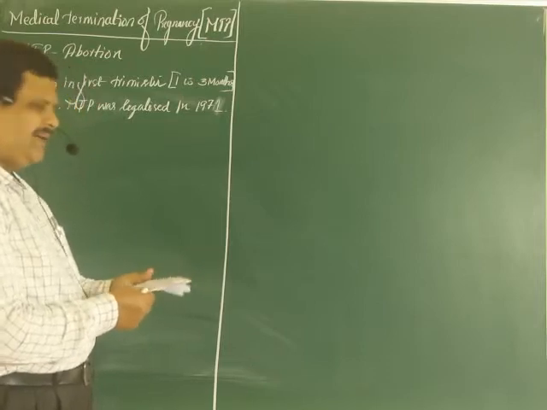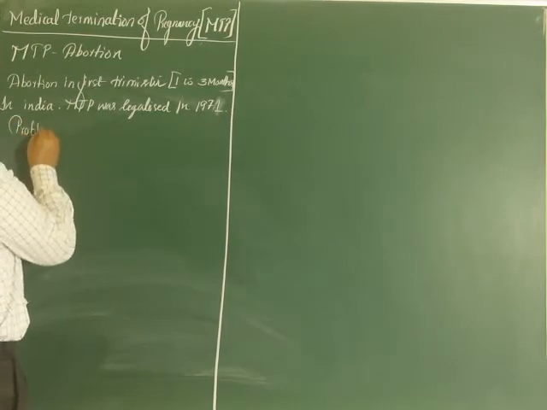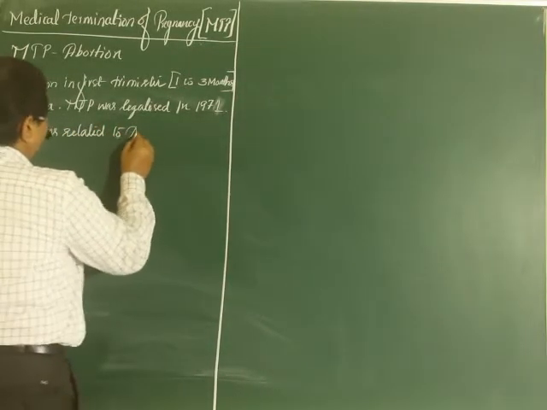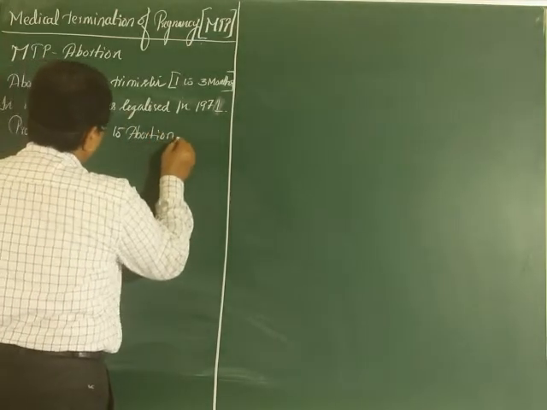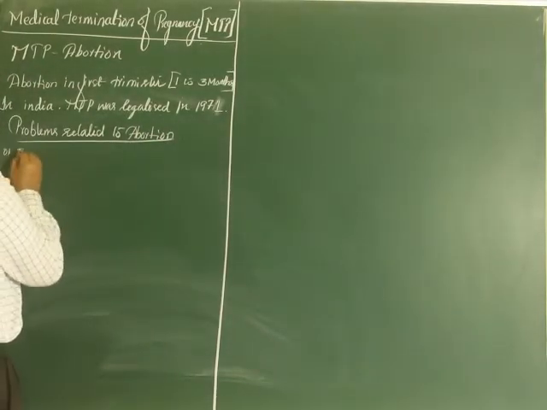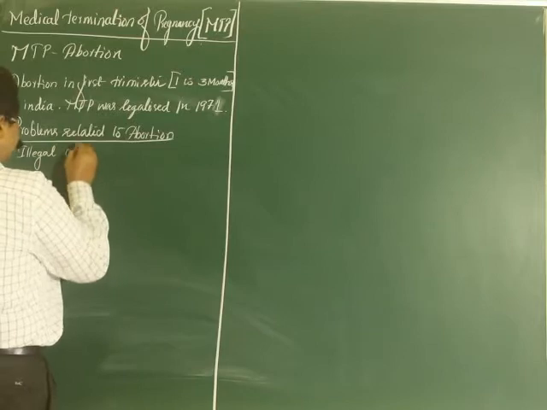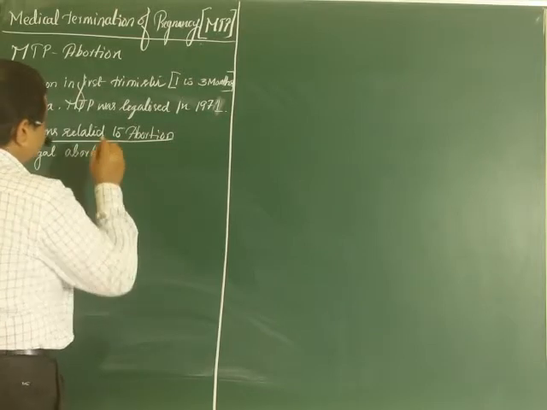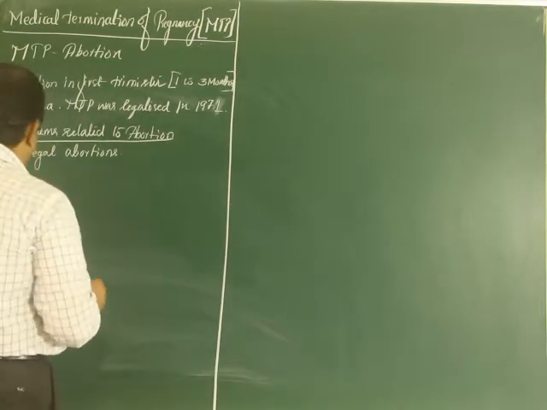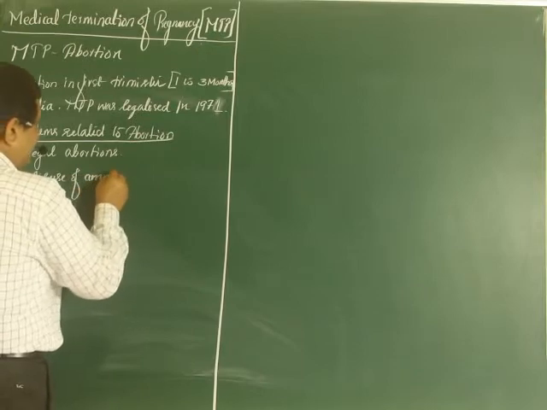Okay? But there are certain problems. Now we'll study the problems related to abortion. What are the problems? First one, illegal abortions. There is every possibility of illegal abortions. Second one is misuse of amniocentesis.